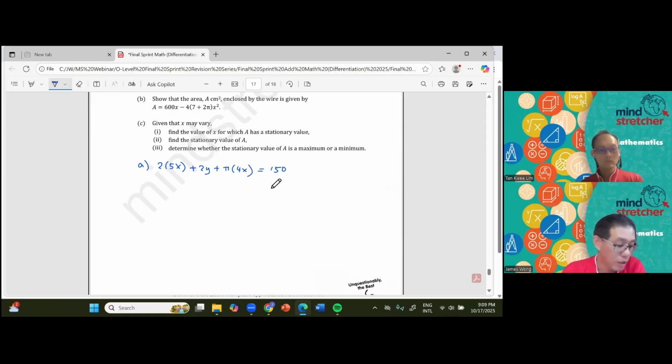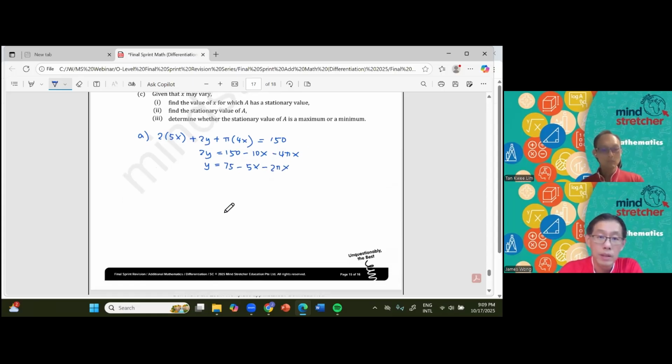So with that, I can simplify this. My 2y will be equal to 150, and I bring over all the x terms, so minus 10x minus 4 pi x. From here I can simplify by dividing everything by 2. So y equals 75 minus 5x minus 2 pi x. So part A is easily solved, right?